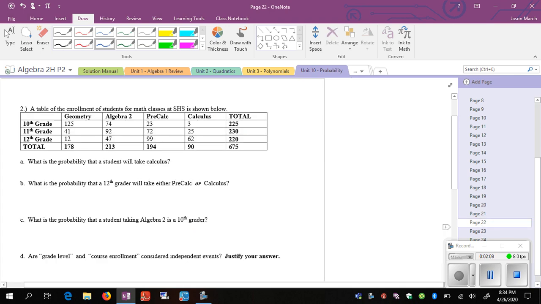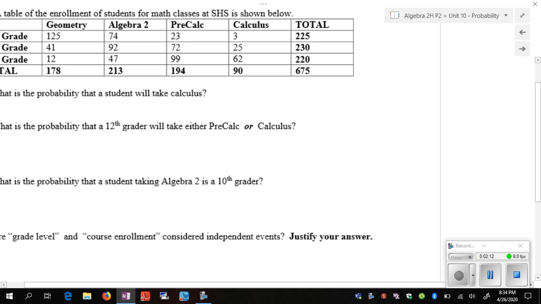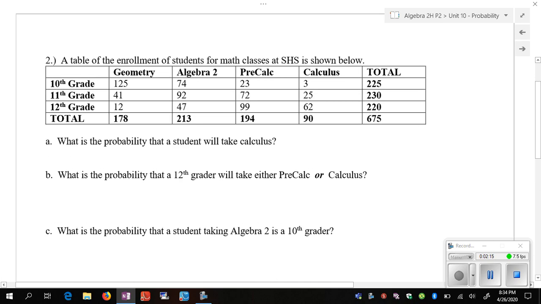So we have a two-way table, and it talks about enrollment in Sutherland High School and specific courses that students can take. So the first question says, what is the probability that a student would take calculus? So this is not a conditional probability. This is just a total probability. So my denominator for this one is going to be 675. And of the 675 students, 90 take calculus.